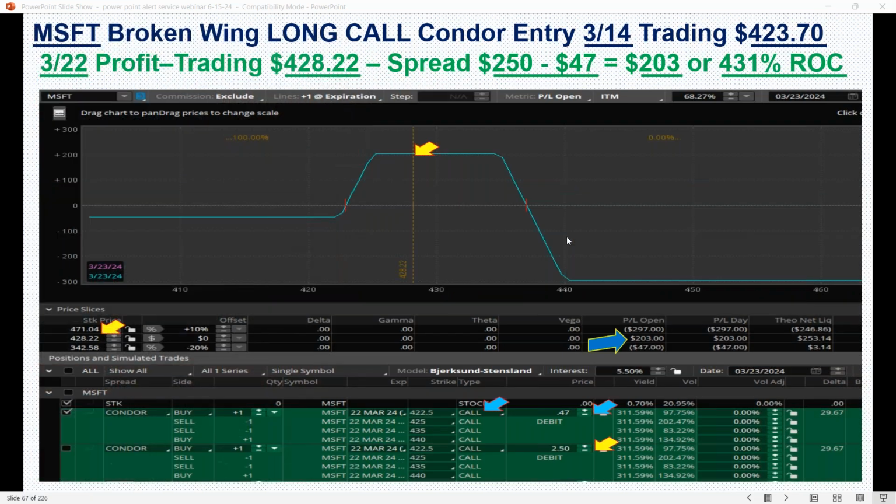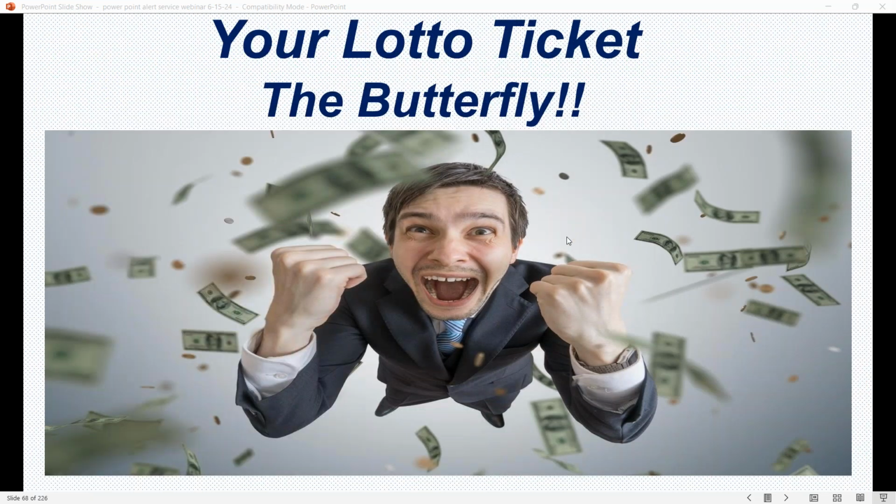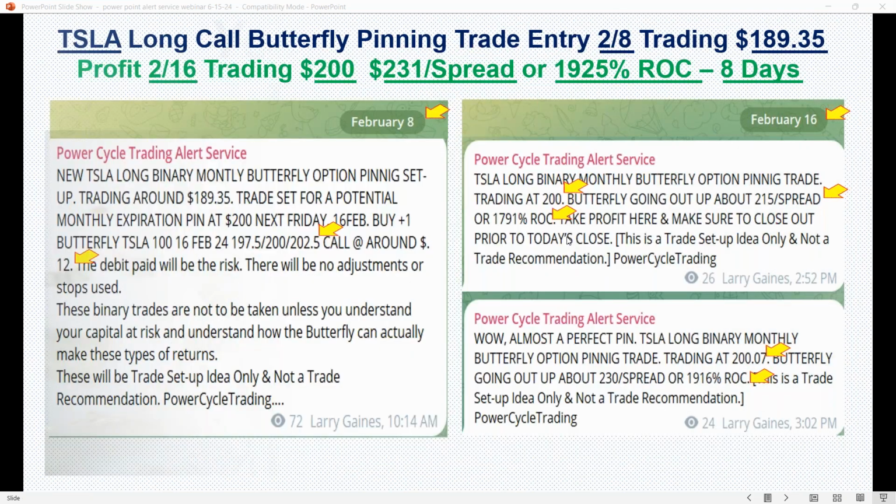Okay, so that's Microsoft. Now, here's one that we did. This was a really cool one, and this is something I started doing a couple months back. These are what we call the binary pinning trades. These are trades that I've started sending out that are super low risk, but they're binary. You either win or you lose. I'm not going to send out adjustments or anything. They're so low risk that if you want to take it, you take it, and if you don't, you don't. But they're cheap, low risk trades.